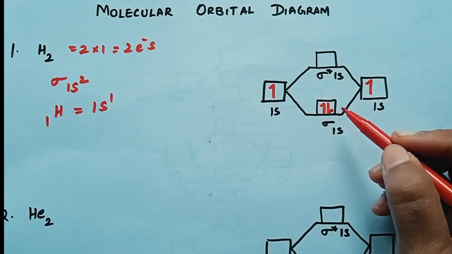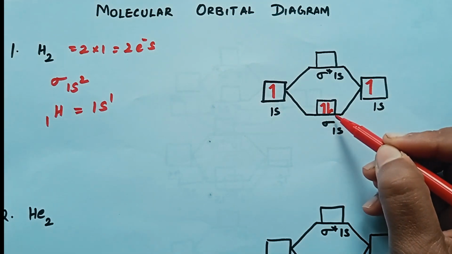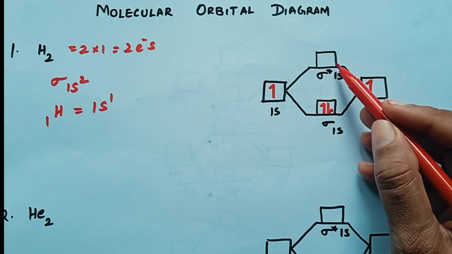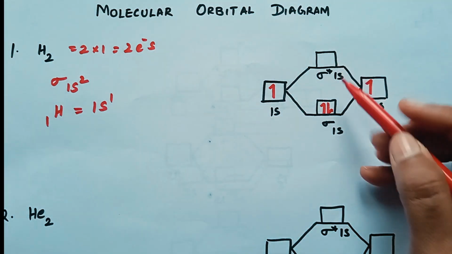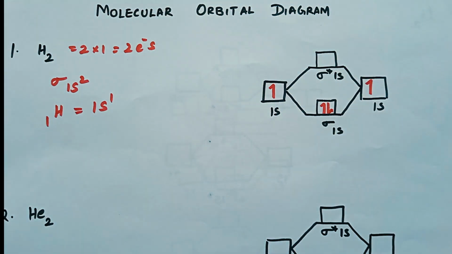This is the lower energy level, sigma 1s, and this is a bonding molecular orbital, and sigma star is the anti-bonding molecular orbital. It is a higher energy level. Usually the lower energy level will be more stable compared to the higher energy level.